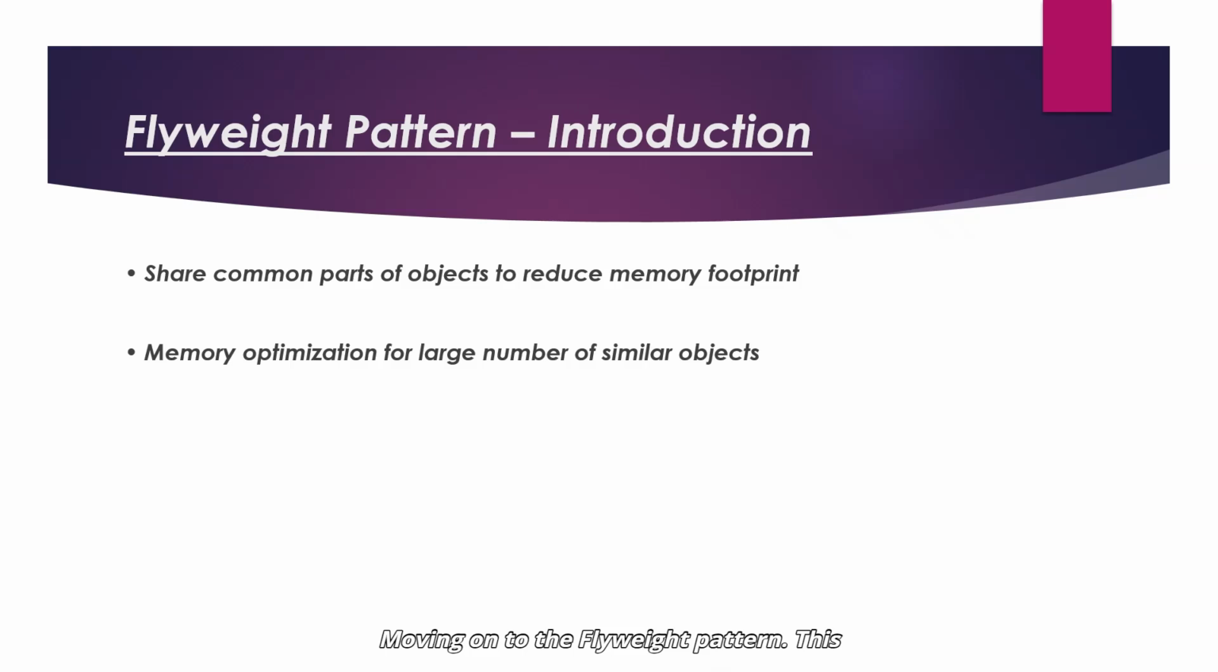Moving on to the flyweight pattern, this pattern is all about optimizing memory usage when dealing with large numbers of similar objects. Instead of creating new objects for every instance, the flyweight pattern encourages the use of shared objects. These objects share common data, while unique data specific to each object is stored externally. This can significantly reduce memory consumption and improve performance, especially in applications with large datasets or systems that create a lot of similar objects.